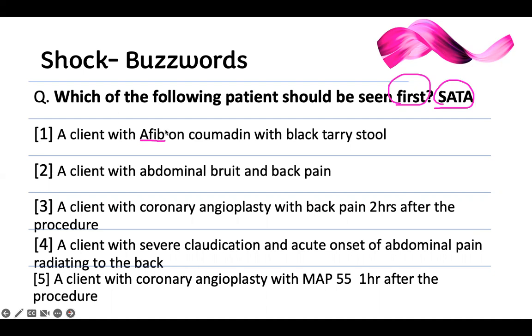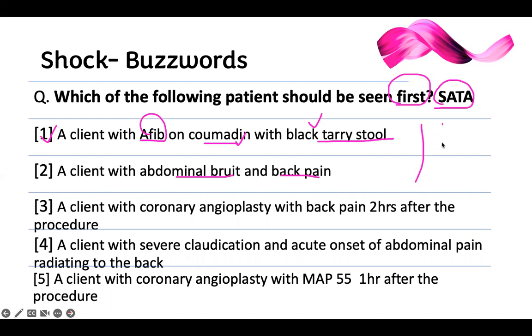A client with AFib on Coumadin with black tarry stool. I don't have to tell you that black tarry stool is melena, and that is bleeding. So this patient, we need to see. He's on Coumadin and he's bleeding. Next, a client with abdominal bruit and back pain.